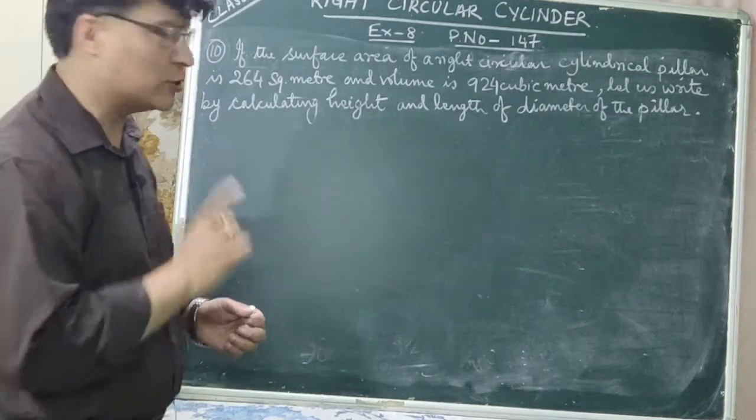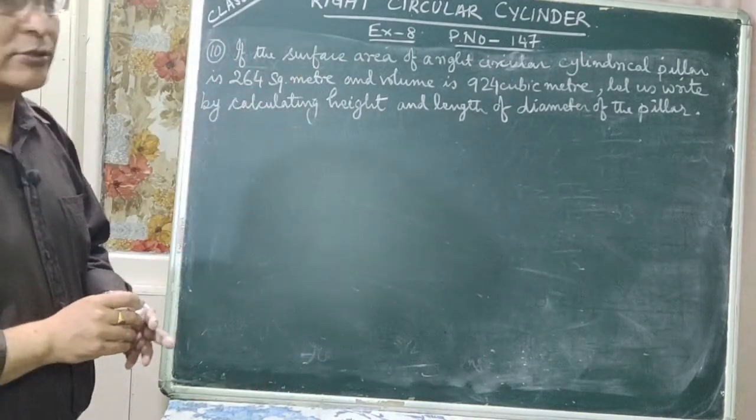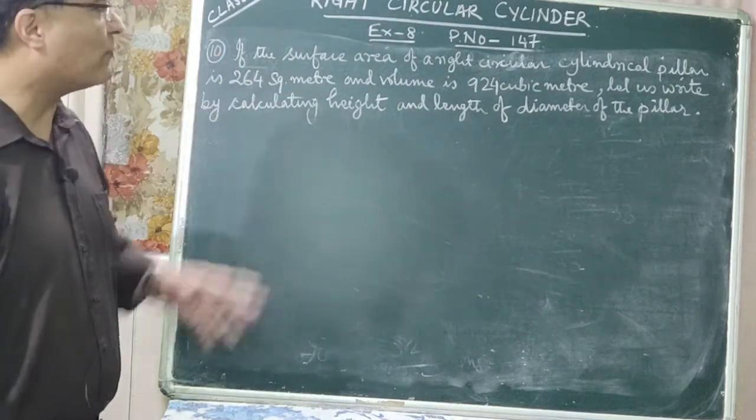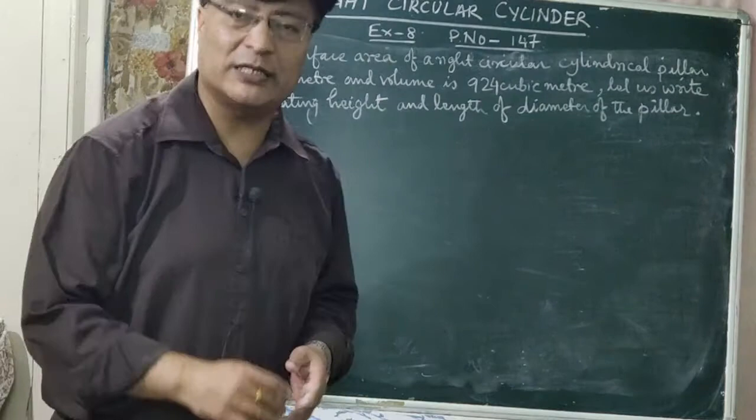So what is the surface area of the right circular cylindrical pillar? That is 264 square meter and its volume is 924 cubic meter.